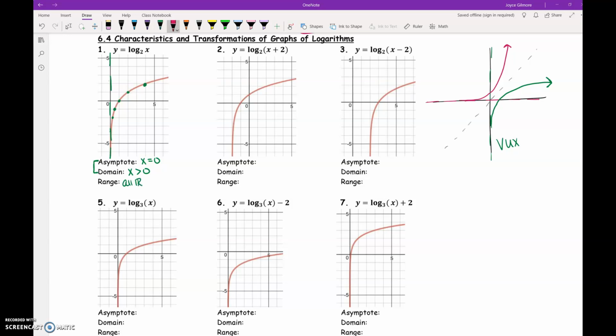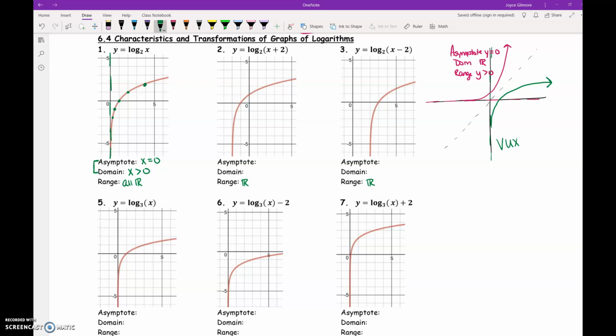With exponential graphs, the asymptote was y equals 0, the domain was all real numbers, and the range was y is greater than whatever the asymptote was. We've kind of switched that around. Now the asymptote is x equals, the domain is tied to the asymptote, so x is greater than 0, and the range is all real numbers. So pretty much for all of these, you could go through right now and fill in that the range is all real numbers. The range for log graphs will always be all real numbers.